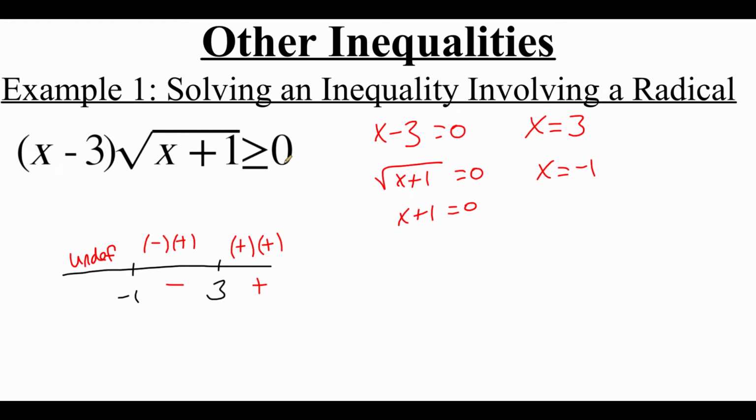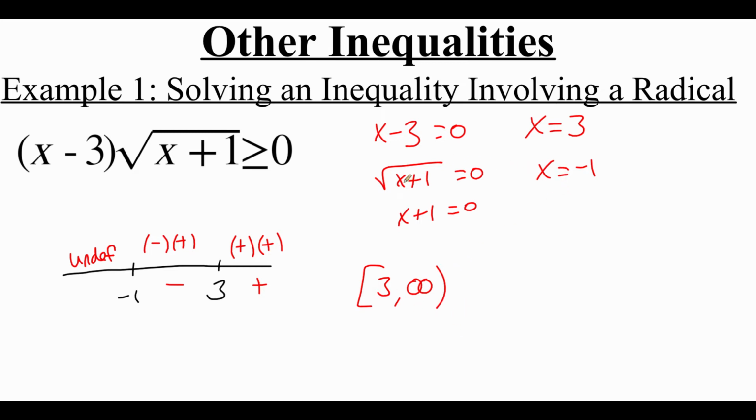Now as we're looking at this inequality, we want to look for where it's greater than or equal to 0. So that means where it's positive. So we're going to be starting at 3 and working our way out to the right. That 3 gets included because our inequality has the equals to line in it, and we're going out to positive infinity.